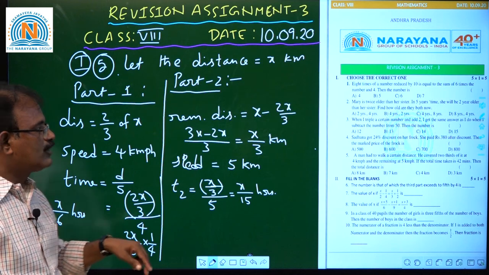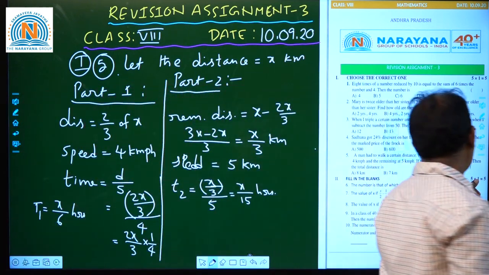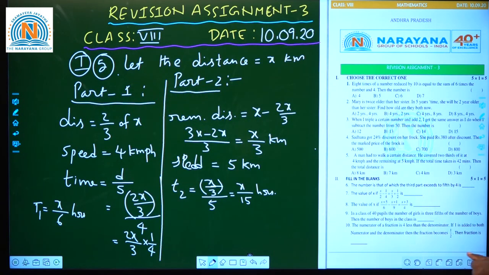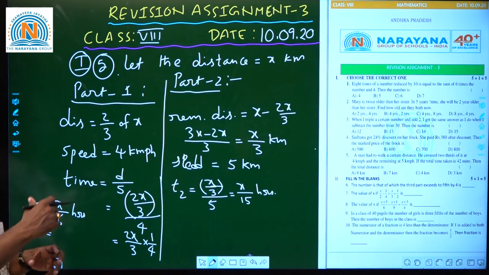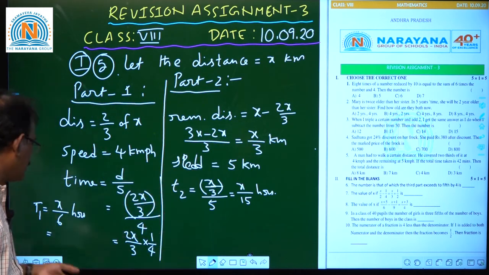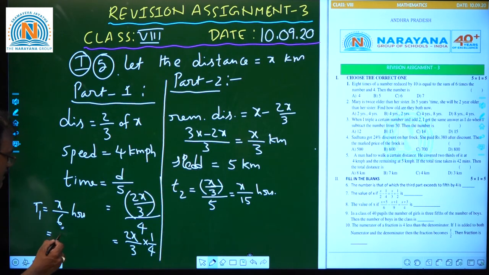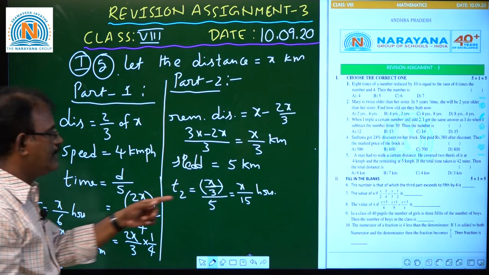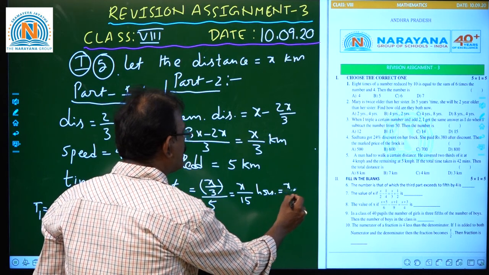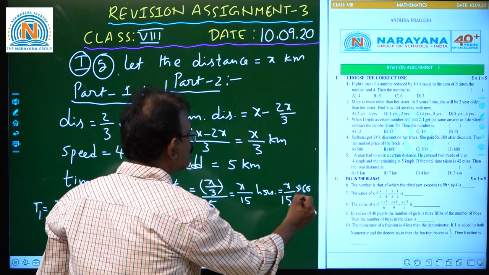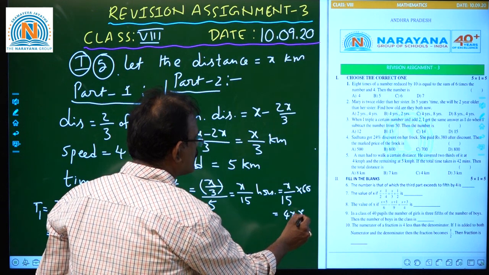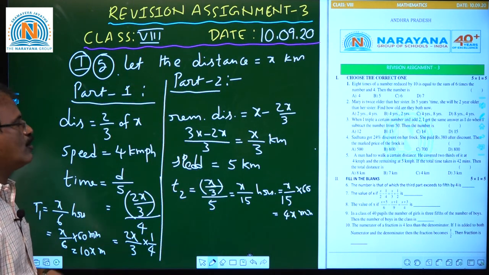Okay, but what is the total time taken to complete the whole journey? 42 minutes, children. So this is in hours. We can convert 42 minutes into hours, or we can convert hours into minutes. That is our wish. So x by 6 into 60, since 1 hour is equal to 60 minutes. So 6 tens are 60, so this is 10x minutes. And here this is x by 15 into 60. So 4 times, this is 4x minutes. So what is the total journey?